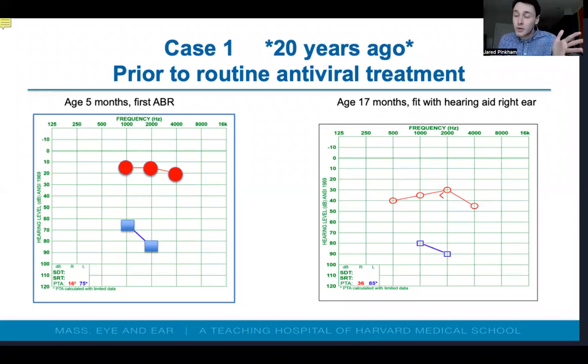So in this case, we're going to look at 2 case studies from the Teaching Hospital of Harvard Medical School. Thank you guys so much for providing this. So this first case looks at a patient who had CMV before antiviral treatment was available.